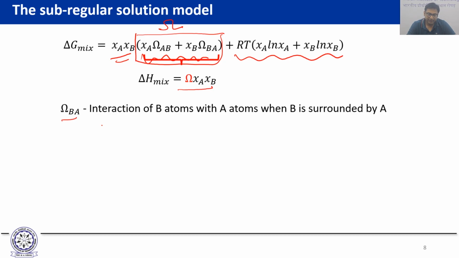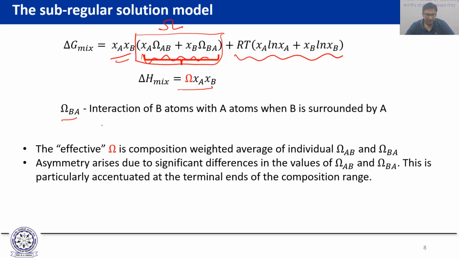What we are basically saying is you've got two interaction parameters: omega BA, which is the interaction of B atoms with A atoms when B is surrounded by A, meaning you are trying to dissolve B in A. And then you have omega AB, which is the interaction of A atoms with B atoms when A is surrounded by B, meaning that you are trying to dissolve A in B. So this effective omega is really going to be a composition weighted average of the individual omega AB and omega BA. So now you can see that the moment you have this type of expression, you can build in the asymmetry in the interaction between the atoms.